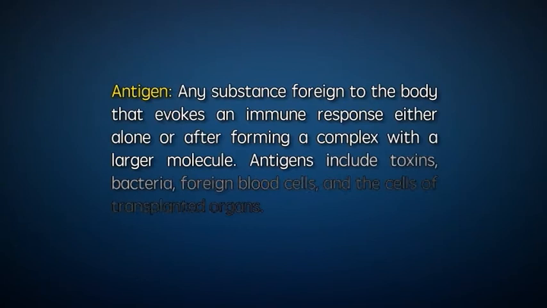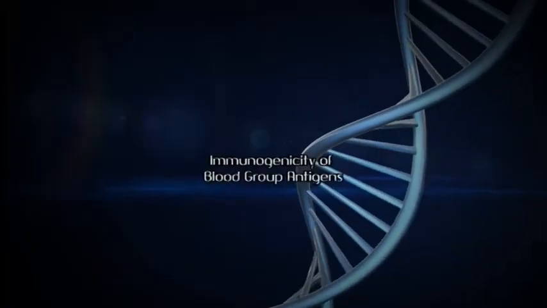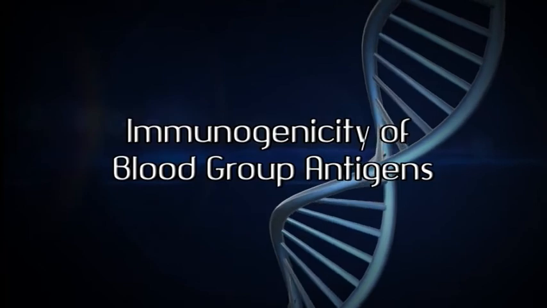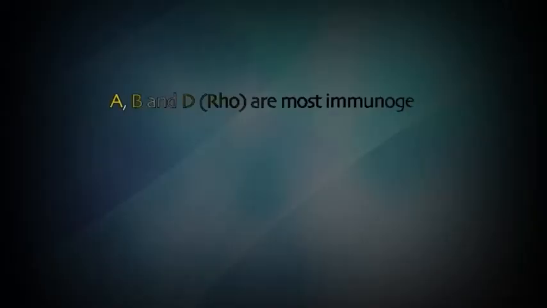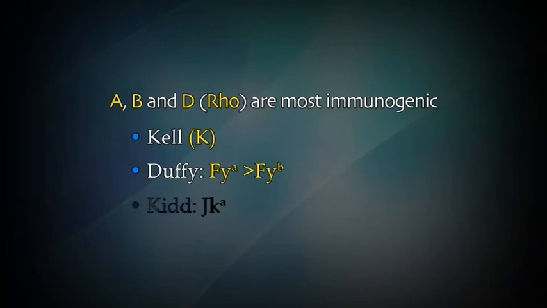Antigen. Any substance foreign to the body that evokes an immune response either alone or after forming a complex with a larger molecule. Antigens include toxins, bacteria, foreign blood cells, and the cells of transplanted organs. Immunogenicity of blood group antigens. A, B, and D, that is RhO, are most immunogenic, followed by Kell, Duffy, Kidd, etc.